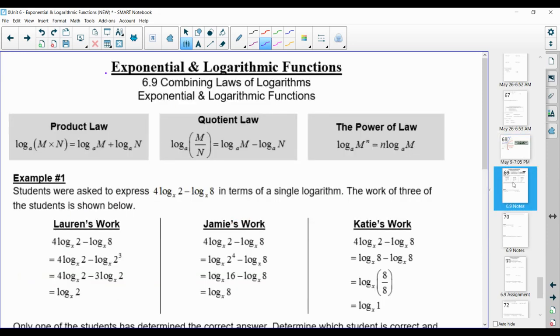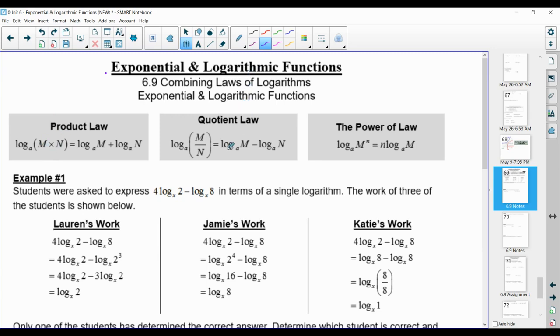All right, so before we get into our examples, let's just do a quick refresher on those laws. So for the product law, if I have the log base a of m plus the log base a of n, that's the same as the log base a of m times n. So if I'm adding two logarithms with the same base, I can combine the arguments by multiplying.